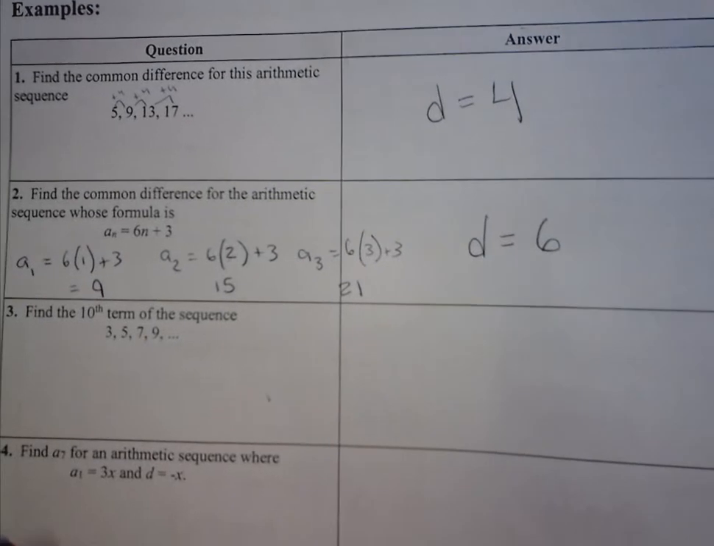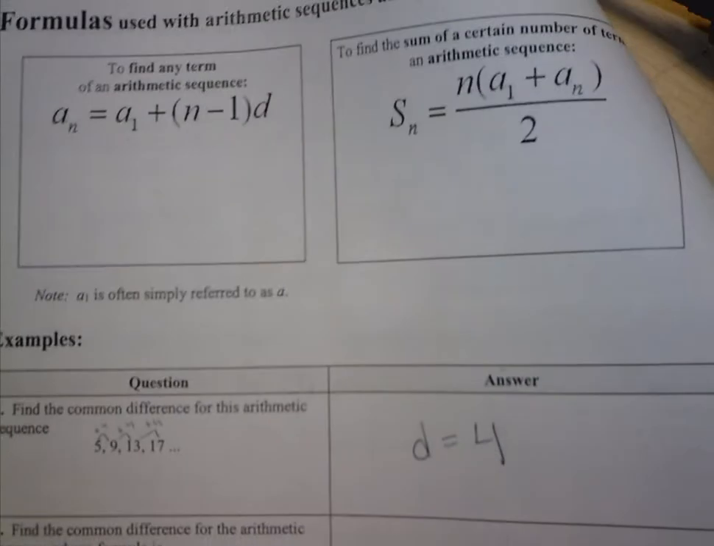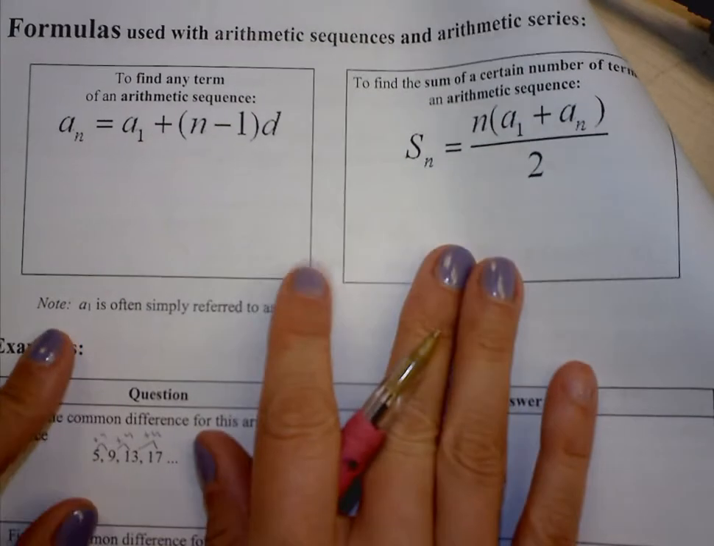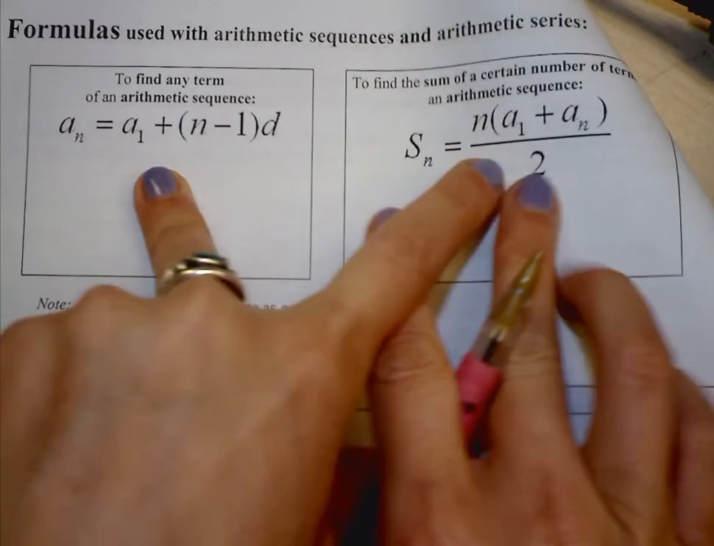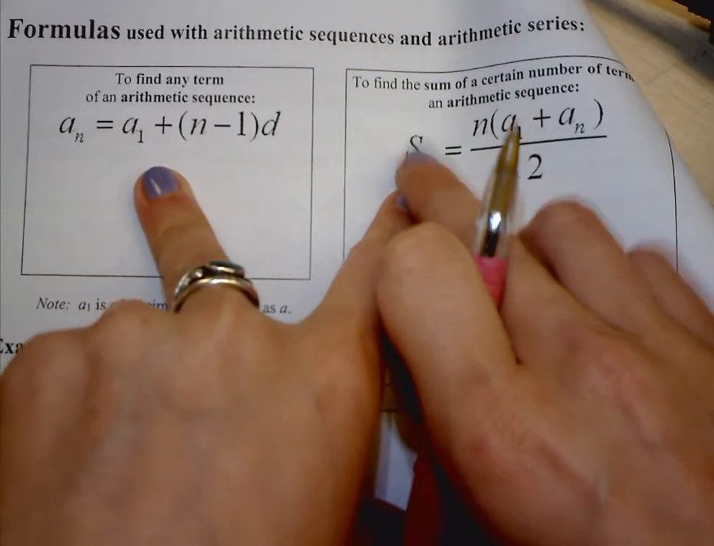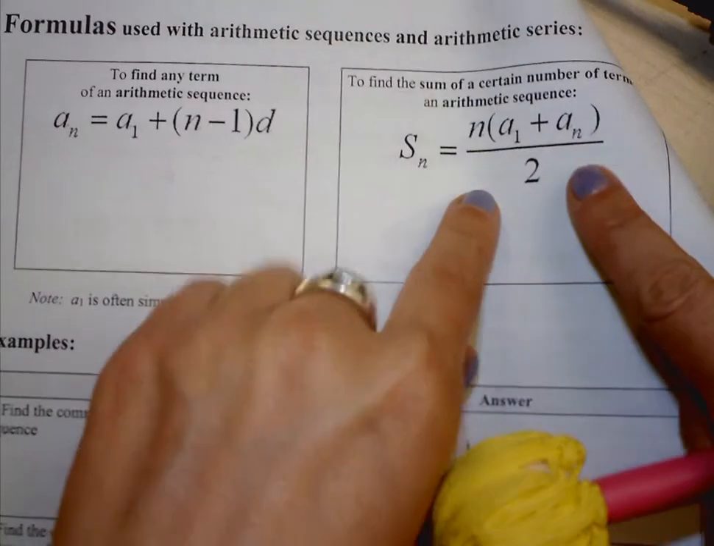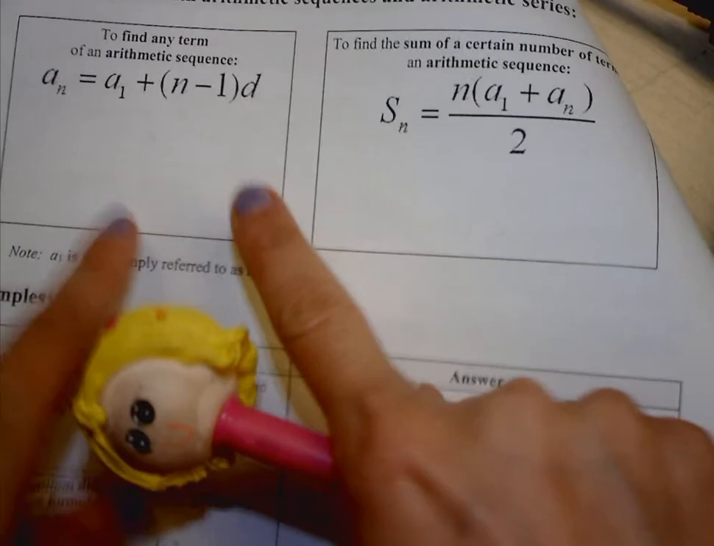Find the 10th term of the sequence. First, I need to figure out a formula. I have 2 formulas, okay? And I will give you guys these formulas on the test. So to find any term, I can use this formula. And S, that's when I'm dealing with the sum. So if the question has anything to do with the sum, I know to use this equation. If the question has nothing to do with the sum, then I use this equation.